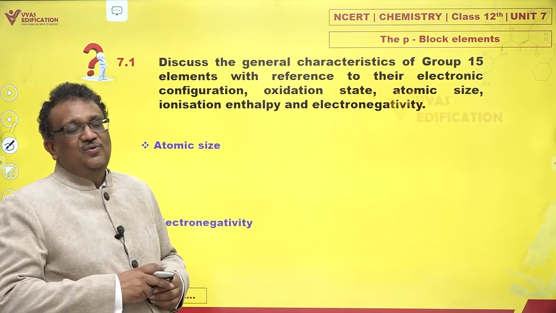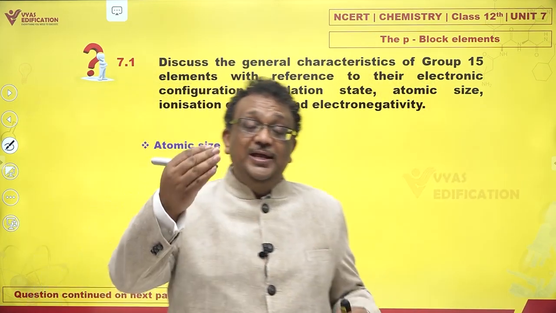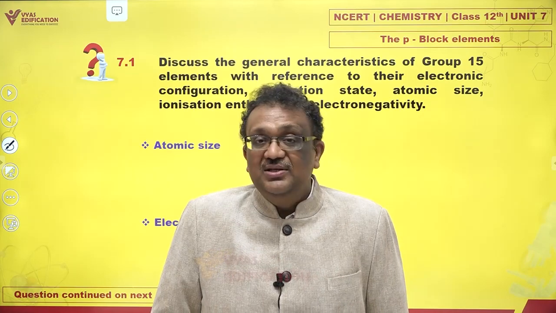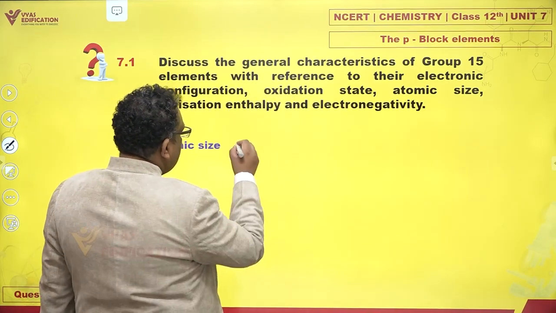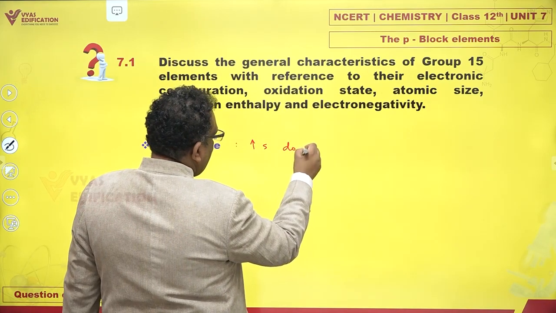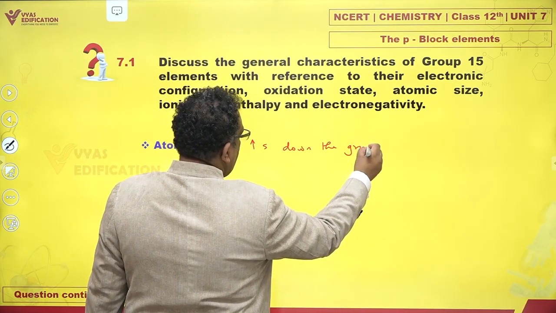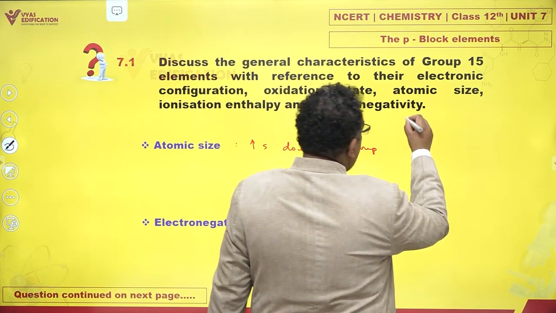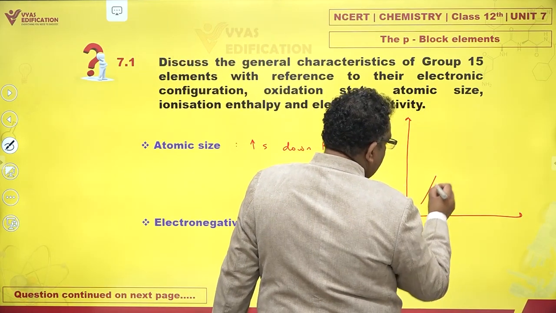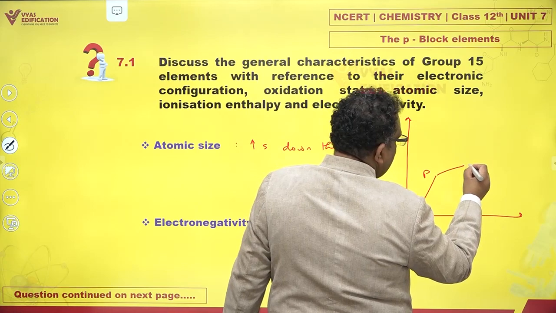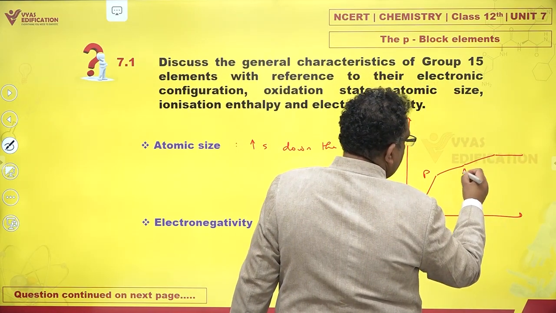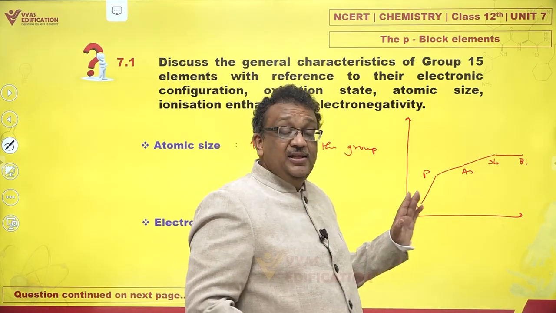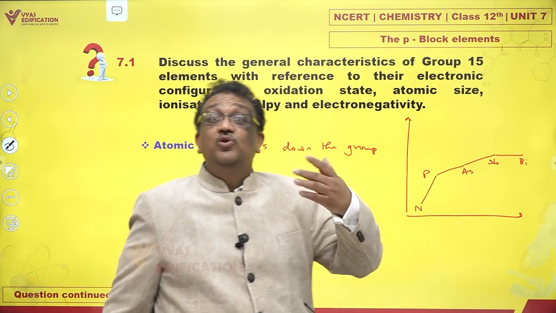What about atomic size? Very simple. On moving down the group, you keep on adding extra shells, and as you keep on adding extra shells, atomic size increases down the group. So atomic size very consistently increases down the group. Does it have any exception? No, it has no exception. But again, don't forget, nitrogen to phosphorus is a rapid rise. Then arsenic, antimony and bismuth. There is always an increase because more shells are being added.